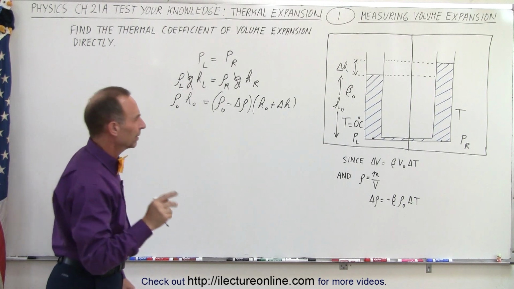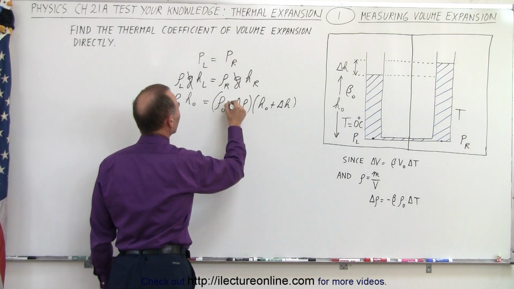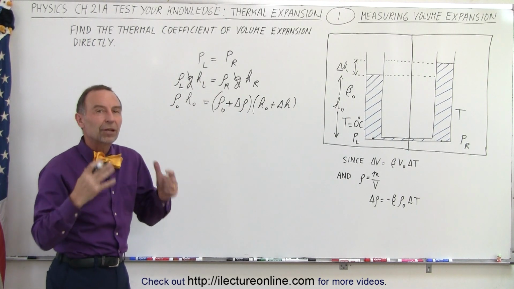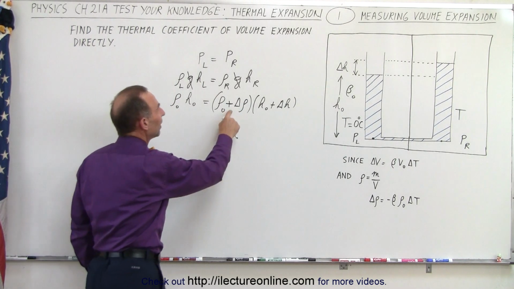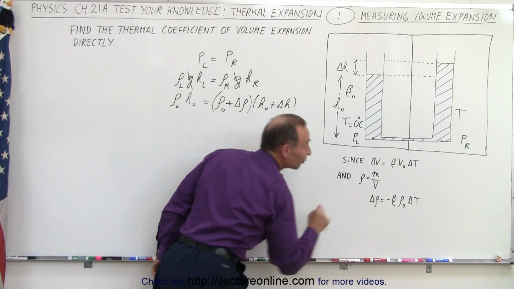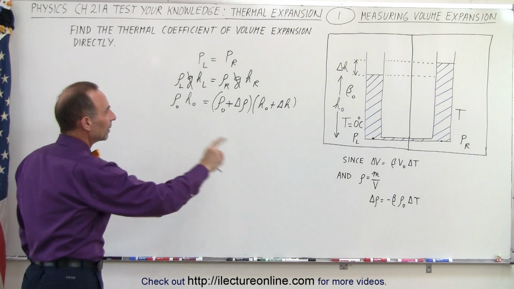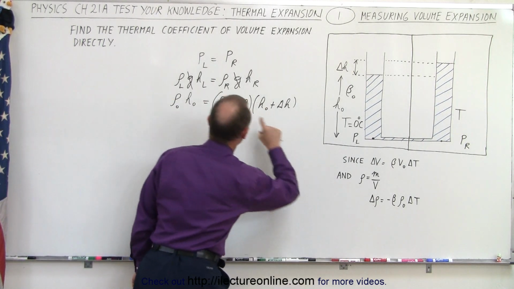Or better yet, let me make this a plus. The reason why I want to make this a plus is because I want to make it as independent of knowing what's going to happen to the density. The negative sign is going to be obtained over here, so that may be better to write it that way. Okay, now let's substitute this for this.